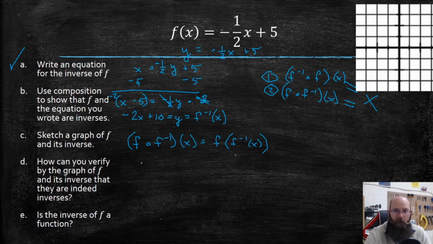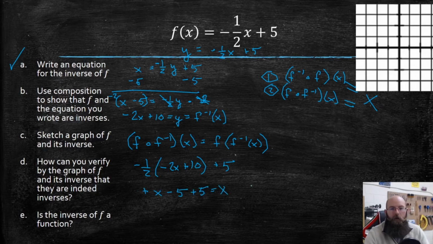Okay, so my f function said negative 1/2 times my input plus 5. That's what f function says. So now I'm going to plug f inverse into that. My f inverse is negative 2x plus 10. So negative 2x plus 10. All right, so now I need to distribute all this, see what we get. And we get a positive x minus 5 plus 5. That equals x. Sweet, that works.